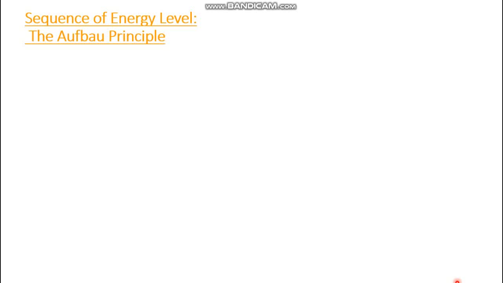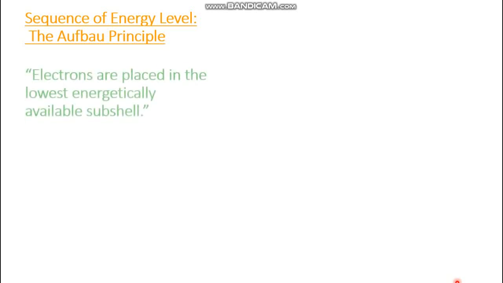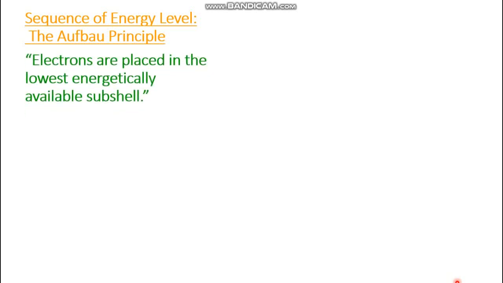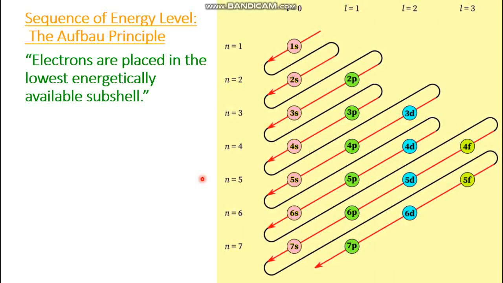After that, before starting the Pauli exclusion principle and Hund's rule, we have to know the sequence of subshells, that means the suborbits. This is the Aufbau principle, and according to this principle, electrons are placed in the lowest energetically available subshells. These are the energy levels, that is the subshells. Here the principal quantum number is 1, and for 1, l equals 0, and this is 1s. For n equals 2, l equals 0 and 1.